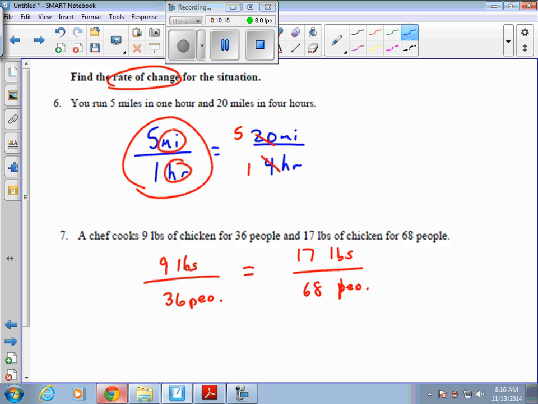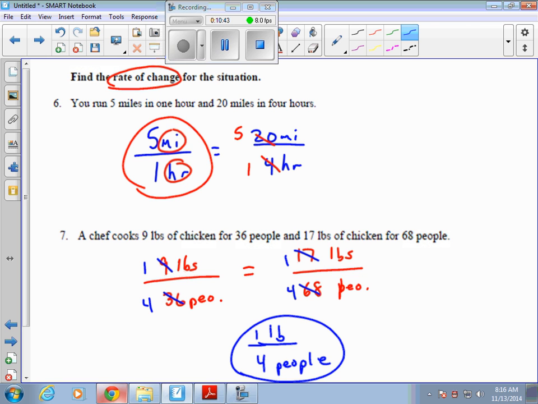Again, rate of change talks about not only the numbers involved as a slope, but the units as well. The number 9 goes into itself 1 time and into 36 4 times. Notice that simplifies to 1 pound for every 4 people. The same thing with the other one. The number 17 goes into itself once and into 68 4 times. So what that gives you is 1 pound of chicken for every 4 people. And again, the rate of change deals with the unit as well as the numbers that go with it. 1 pound for every 4 people.